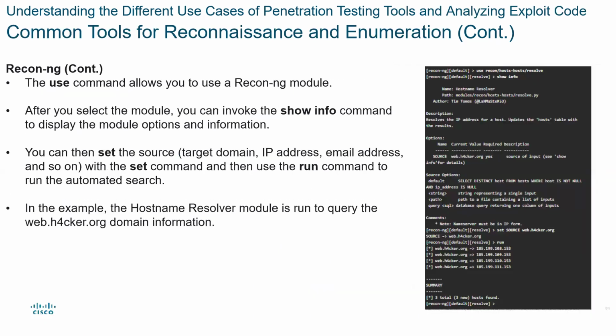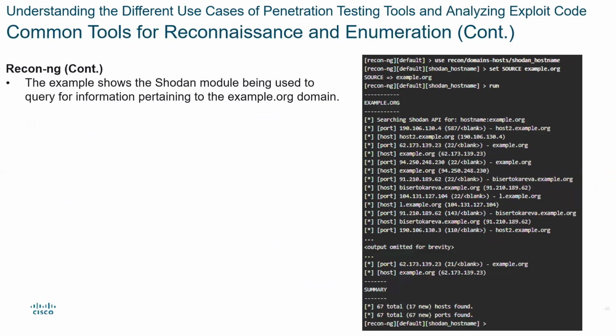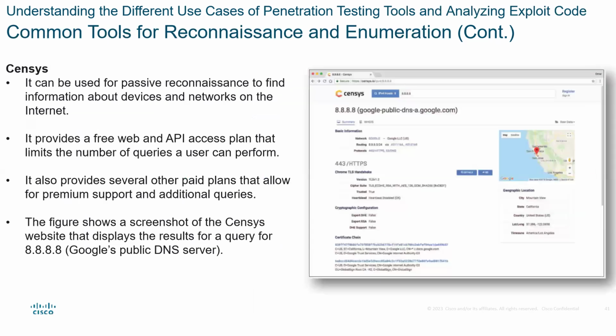Okay, this is Recon-ng also. Then Censys. Censys is also for passive reconnaissance, just to understand how an IP address or a domain name is set up. It provides a free web and API access plan for enterprises that want to run some reconnaissance on the IP addresses that are accessing their systems.